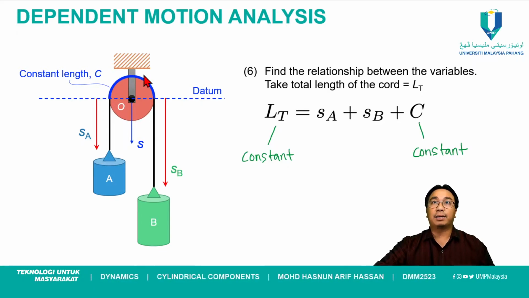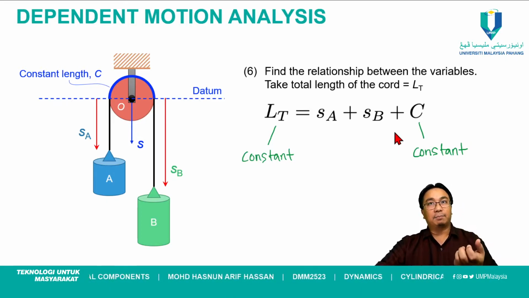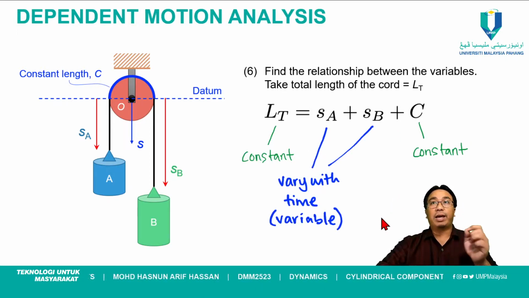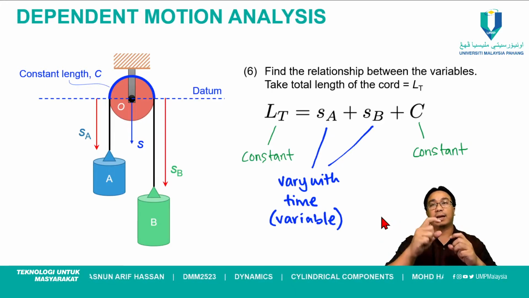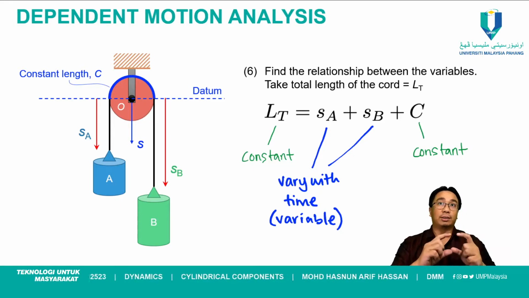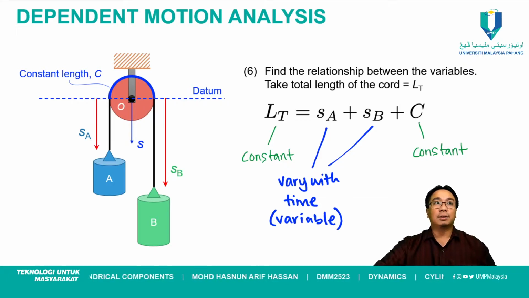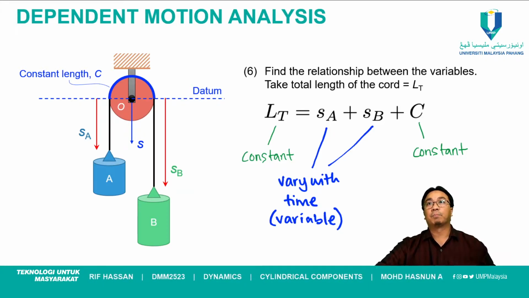Tadi pun kita dah bagi tahu this part here, bahagian di atas ini pun constant. SA dan SB tadi kita dah bagi tahu juga dia vary with time. So maksudnya as the time increase, for example, SA will become shorter, SB will become longer. So these two components are the variables. Dia berubah mengikut masa. Okay, so LT is constant, C is constant, SA and SB is variable, vary with time.